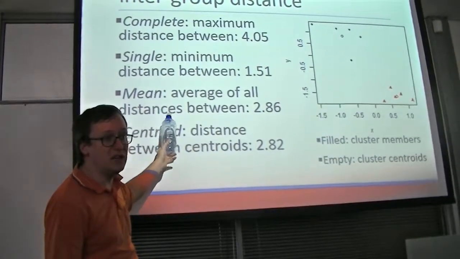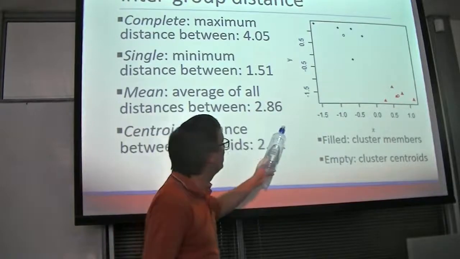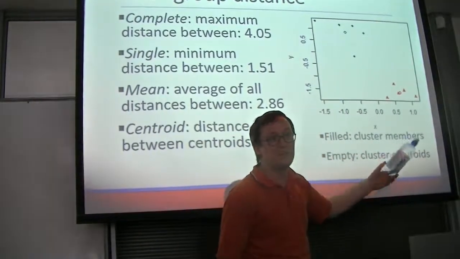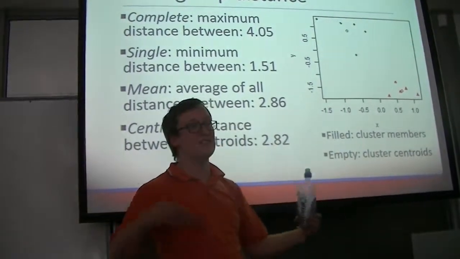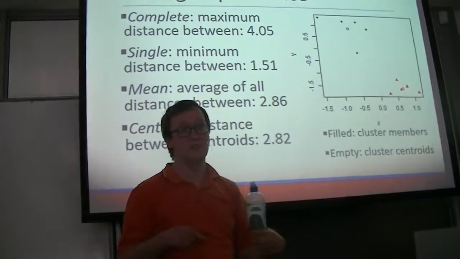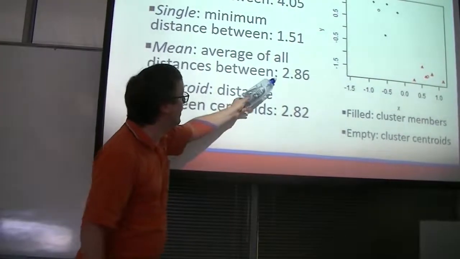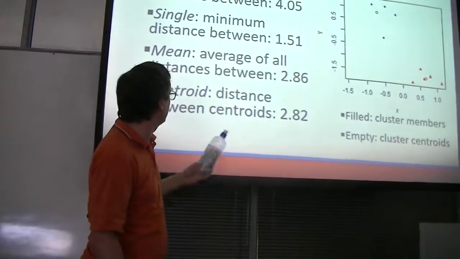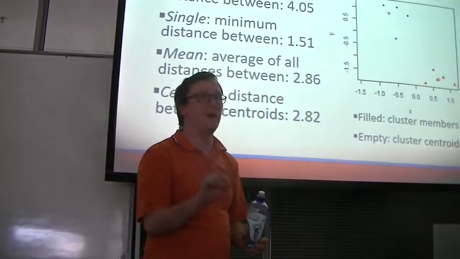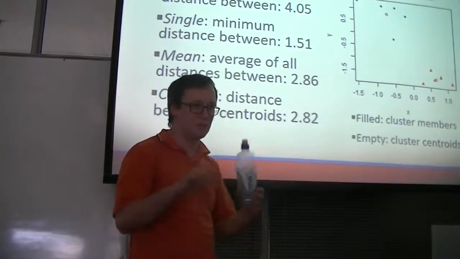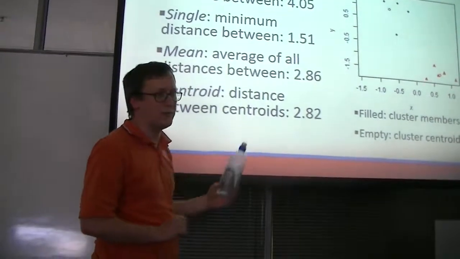When you get to mean, suddenly we really do have to compute all of these 25 distances because each of them is going to contribute to some mean distance between the two groups. So we compute all 25, we compute the mean of them, and now we've got our mean distance of 2.86. But there's another way to compute this medium distance between the groups, and that is a centroid approach.